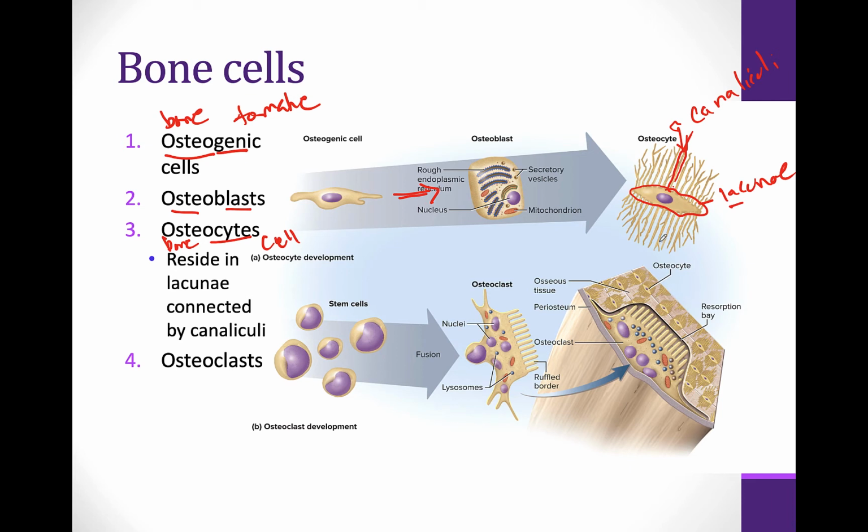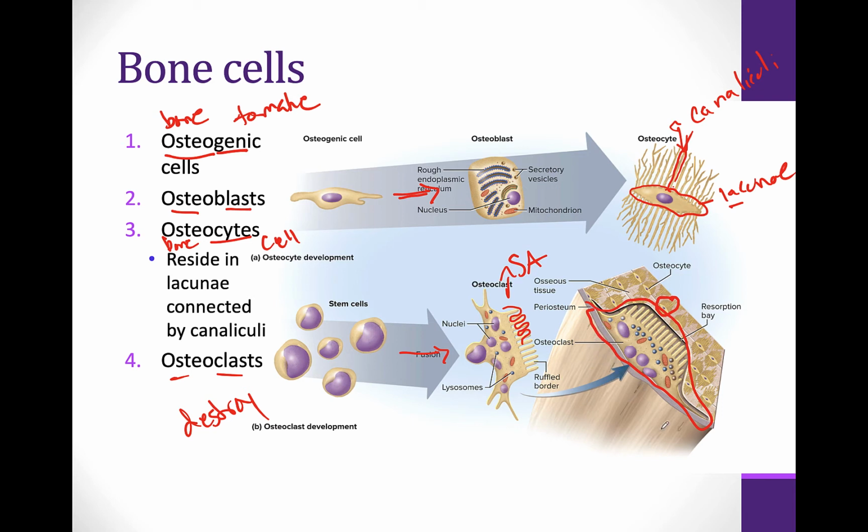An osteoclast is a bone-destroying cell, and this is a conglomerate of many stem cells that fuse together into this big osteoclast. So to look at the size difference, this is one osteocyte, this is one osteoclast. It's really big. And it's got this border called the ruffled border here, which goes back and forth to increase surface area for resorbing or removing of bone tissue.